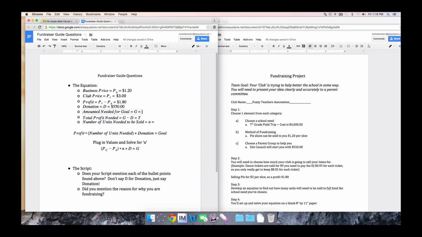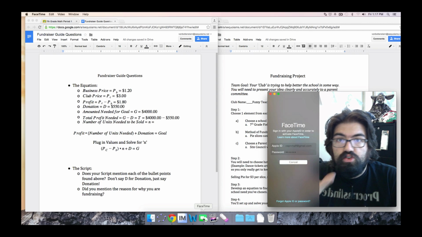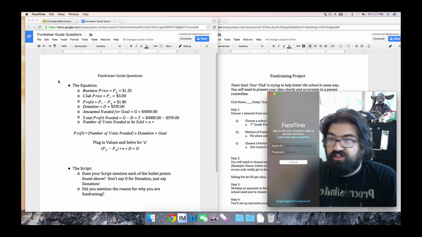Amount needed for goal. I need, let's see, I'm going to be raising $4,000 for a field trip. Total profit needed, which is equal to G minus D is equal to T. So I'm going to go up and I'm going to say, well, G is 4,000 minus D, which is $550. And then I have my total numbers needed. We're going to come back to that. So right now on your notebook, you should see all of this written down. I should see this entire part written down, neatly and organized.